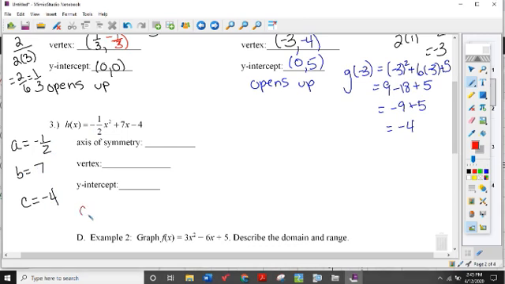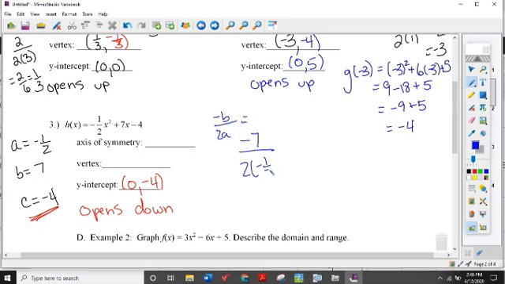Because a is negative, this particular graph will open down. And the y-intercept is that constant, 0, negative 4. To find the axis of symmetry, I need to do the opposite of b over 2a. So in this case, b is 7. The opposite of 7 is negative 7. And then a is negative 1/2.